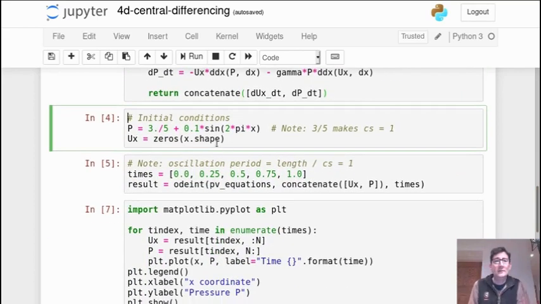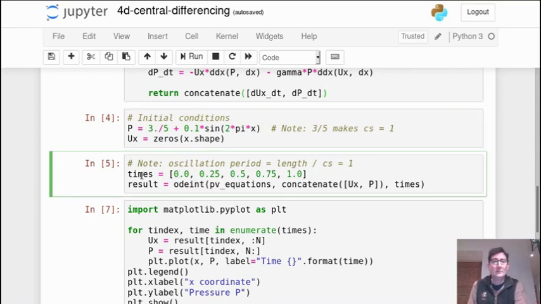The rest is setting up the initial conditions. So what do we want to start with? For now I'm starting with 0 velocity, just a bunch of zeros which has the same shape, the same size as the coordinates, and pressure which has a constant background. I've chosen this to be 3/5 because then the sound speed is equal to 1, because density is equal to 1 and gamma is 5/3. And then we add a small sinusoidal perturbation. It's 0.1 in magnitude, and the sine has a single period, because x is going from 0 to 1, so this goes 0 to 2 pi.